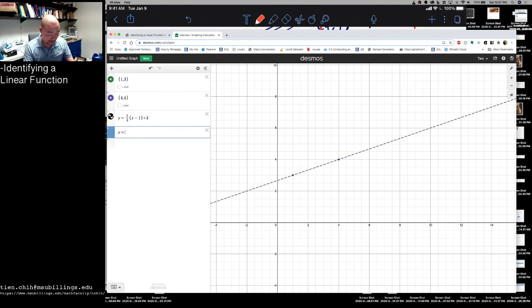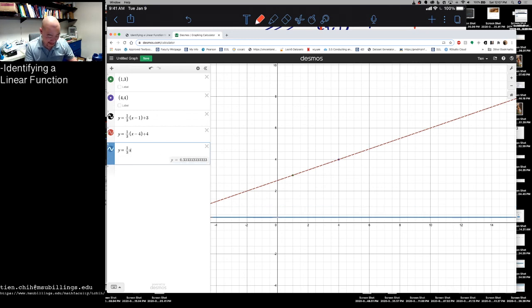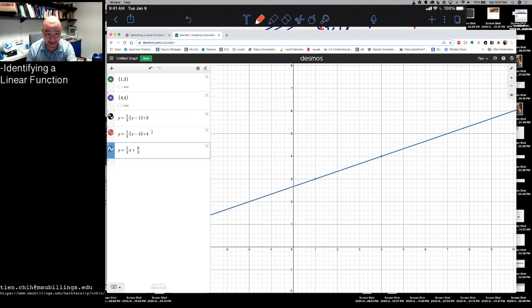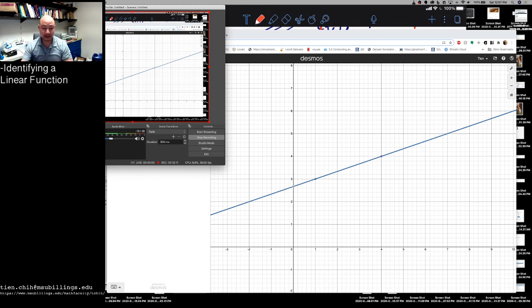Line number 2, y equals 1/3 (x minus 4) plus 4. That's the same line, right? If I go back and forth between them, they're the same. And the last version of this was 1/3 x plus 8/3. Well, once again, that's the same line, right? All right.